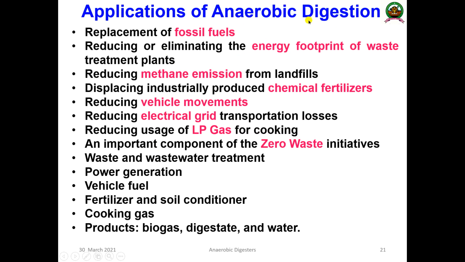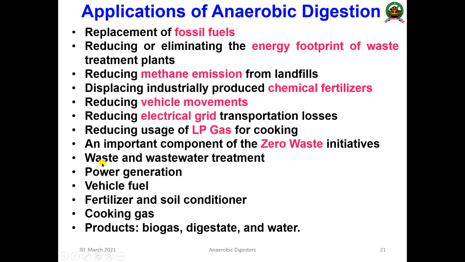Then what are the applications of anaerobic digestion? It replaces the fossil fuels and reduces or eliminates the energy footprints of waste treatment plants. Then it reduces the methane emission from landfill, displaces the industrially produced chemical fertilizers, which reduces the vehicle movement, reduces the electrical grid transportation loss, and reduces the usage of liquefied petroleum gas for cooking. And this is an important component of the zero waste initiative. This is one of the important aspects to acquire sustainable energy, a sustainable ecosystem, zero waste.